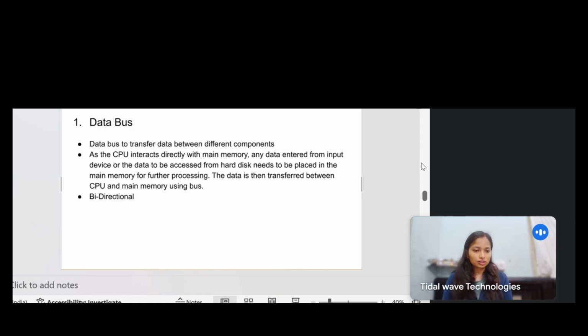It is bidirectional. Only in a data bus it is bidirectional, whereas control bus and one more bus, address bus, are unidirectional. In the sense it is towards only one direction. Only data bus is towards two directions.